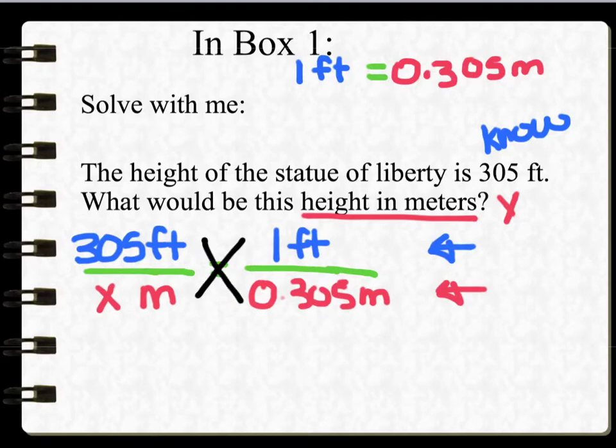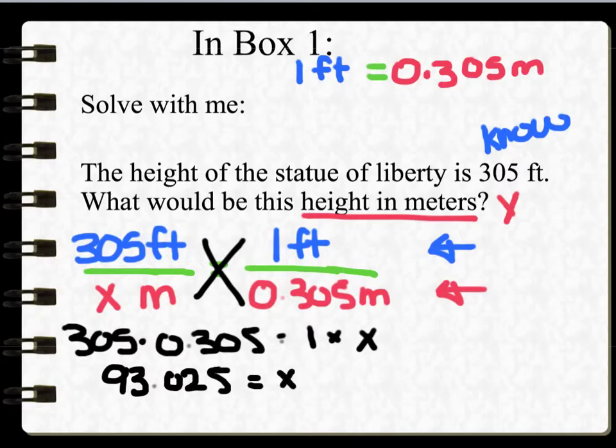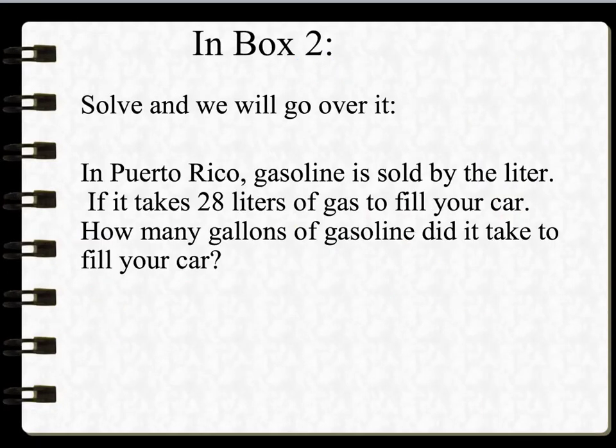Now it's time to solve. We're going to cross multiply and get that 305 times 0.305 is equal to 1 times x. That gives us that 93.025 is equal to x. So the height of the Statue of Liberty in meters is 93 meters. Pause the video, make sure you have all this copied down, and hit play when you're done. Ready, pause.